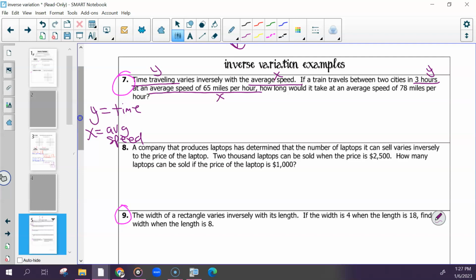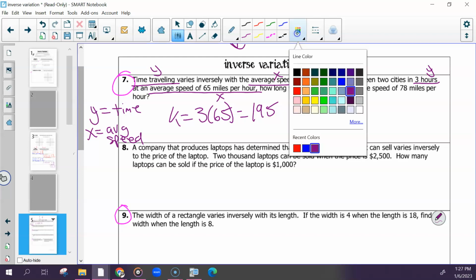Same as before, focus on the numbers you have first, find your k. So 3 times 65. Multiply that, what would your k value be? 195. Here we won't have a y per x thing because it's not the same every single time, I think.